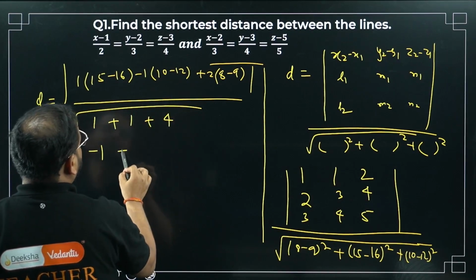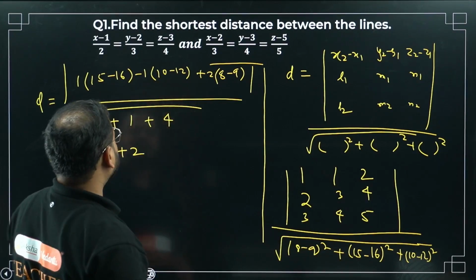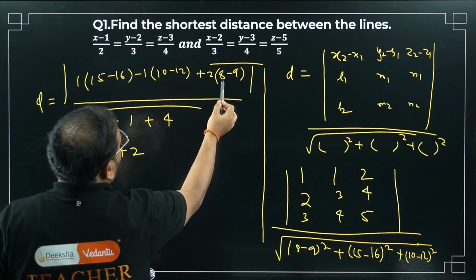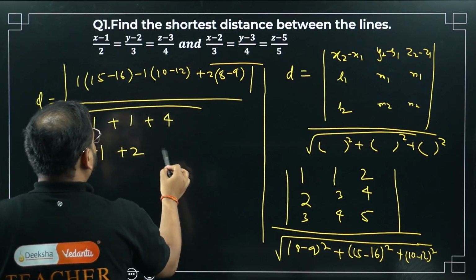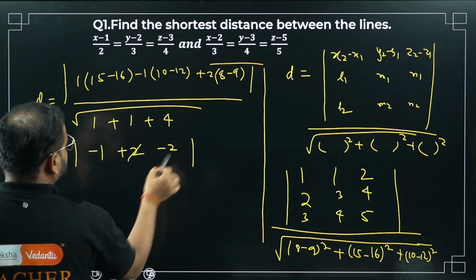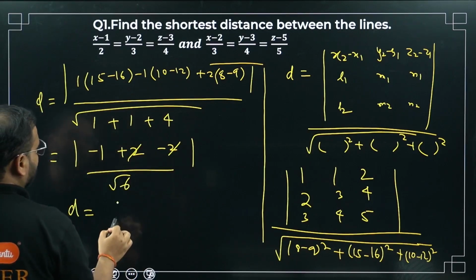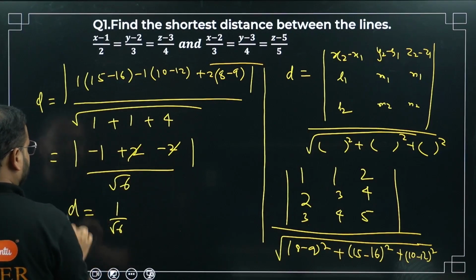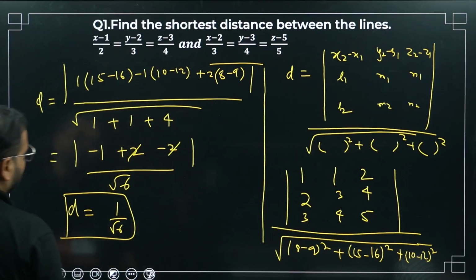What do I get for this? Plus 2 over here. 10 minus 12 is minus 2, with minus 1 is plus 2. And how much am I getting over here? 8 minus 9 is minus 1, right? Into 2, so minus 2. Okay, so I can cancel this and this. What am I getting over here in the root? 6. My distance is coming as 1 upon root 6. Please check. Modulus of minus 1 is plus 1. So 1 upon root 6.